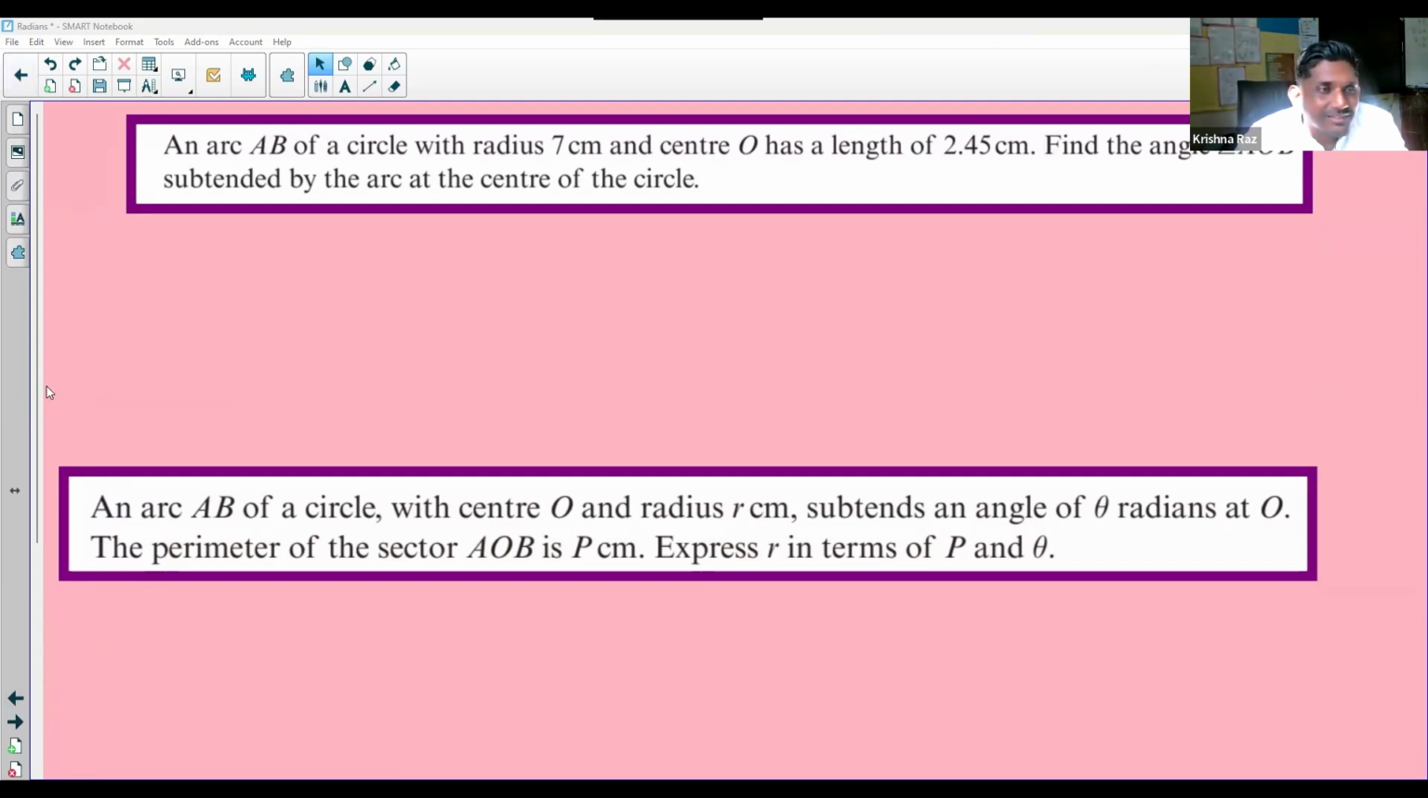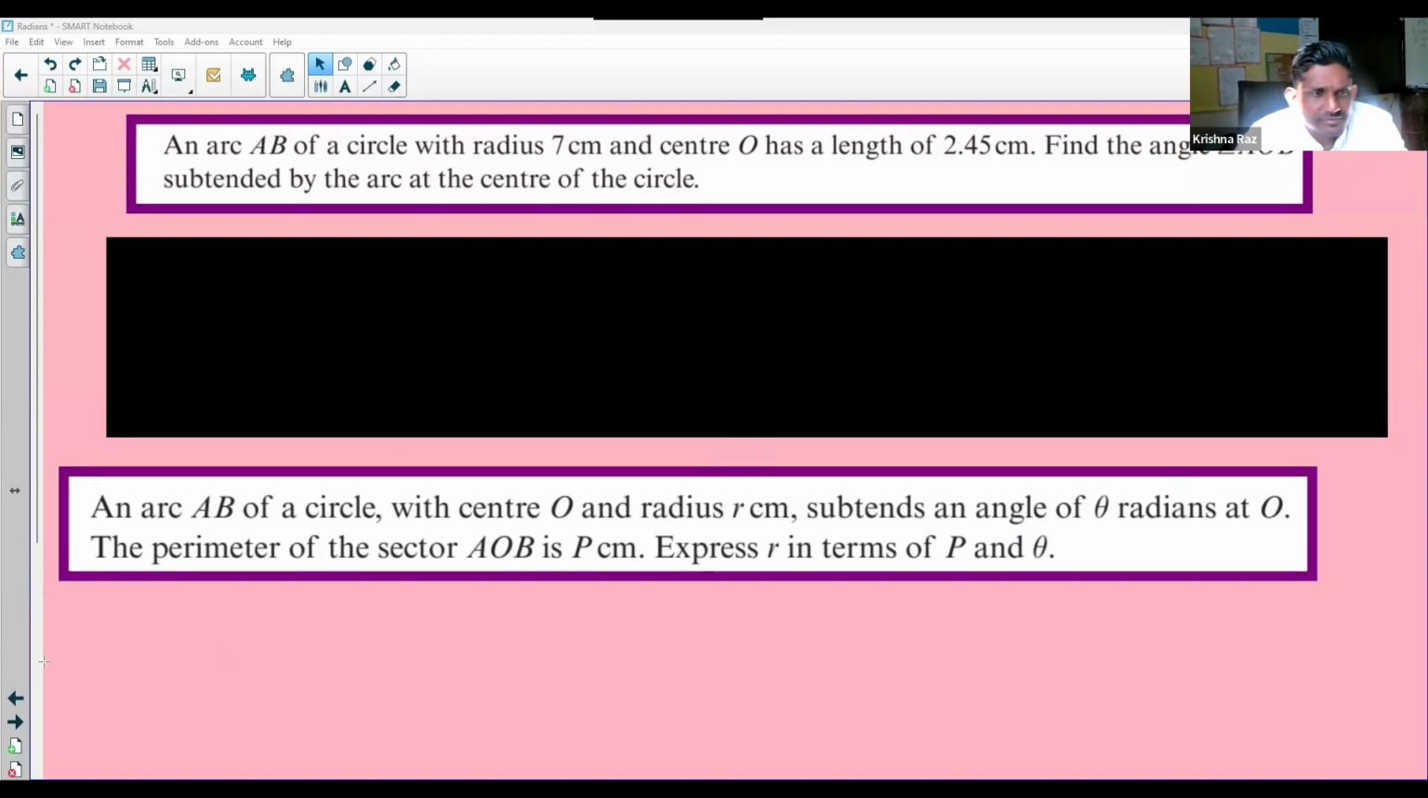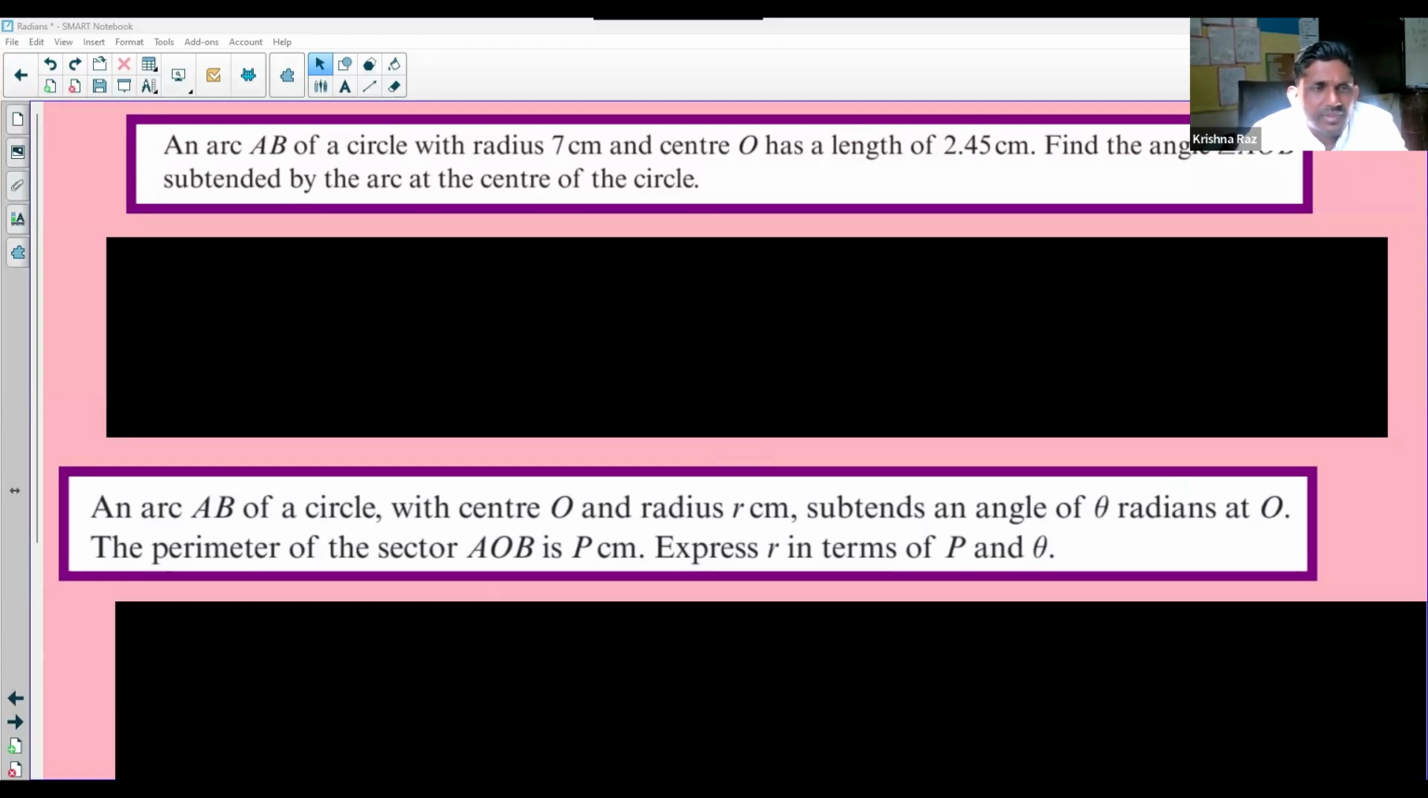Welcome back. So let's give myself a little something to write on. So in the first one, we're told an arc AB of a circle with radius 7 and centre O has a length of 2.45. Find the angle subtended by the arc.